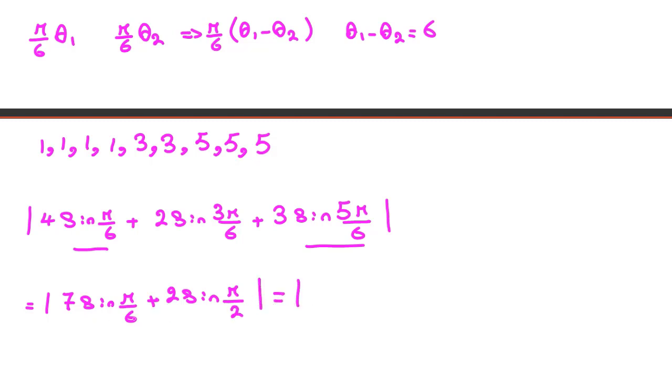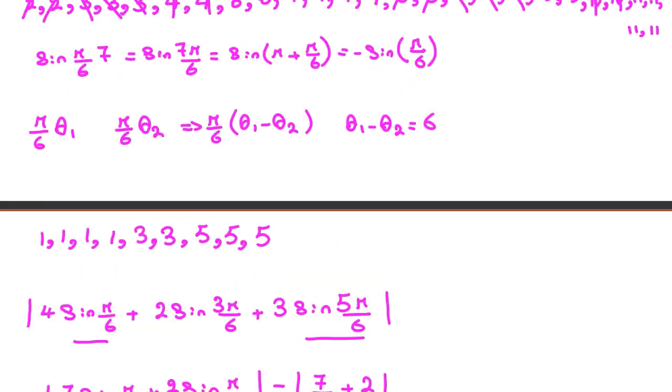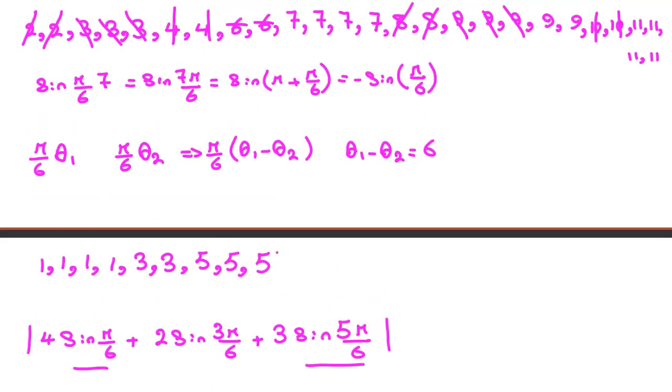Sine pi over 6, pi is what? 180. 180 over 6 is what? Is 30. Sine 30 is what? 1 half. So it will be 7 over 2 plus 2 sine pi over 2. Sine pi over 2 is sine 90, which is 1. It's plus 2. Let me just check something here. I wrote 3 fives, but as you can see, we have 4 elevens. So we have 4 fives.